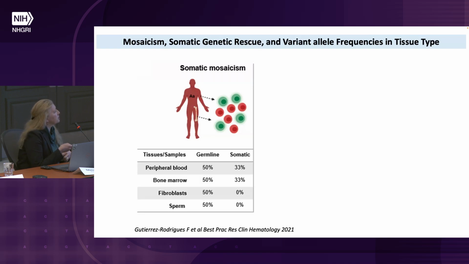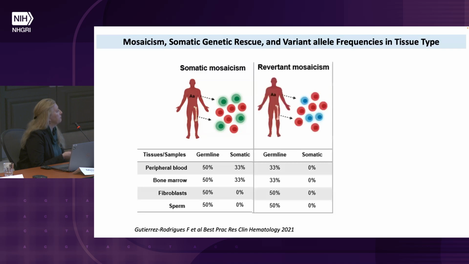If we think about somatic mosaicism, in general, again, for germline mutations, if we look at peripheral blood, bone marrow, fibroblasts, and sperm, we're expecting a variant allele frequency of about 50%. Somatic mutations can be around 30% or less. In the setting of revertant mosaicism, in contrast, if we look at fibroblasts and sperm, we still expect a variant allele frequency of about 50%, but the VAF in peripheral blood and bone marrow can be considerably lower.